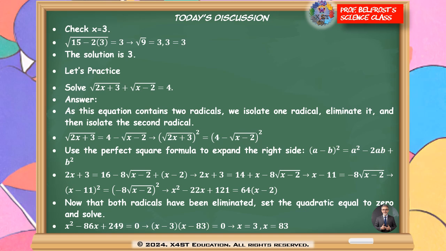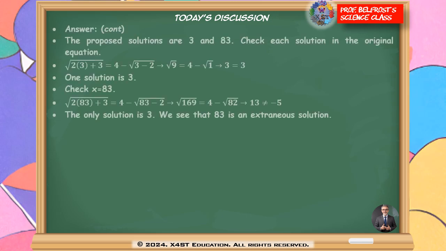After some simplification, it yields the equation shown on the slide, which is x squared minus 22x plus 121 equals 64x minus 128. Now that both radicals have been eliminated, you can set the quantity equal to 0 and solve it. Then you can factor it to be x minus 3, x minus 38 equals 0. So the proposed solutions are 3 and 38.